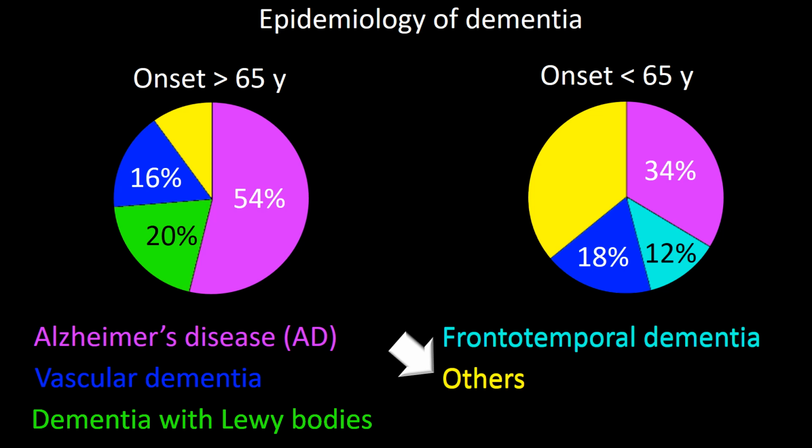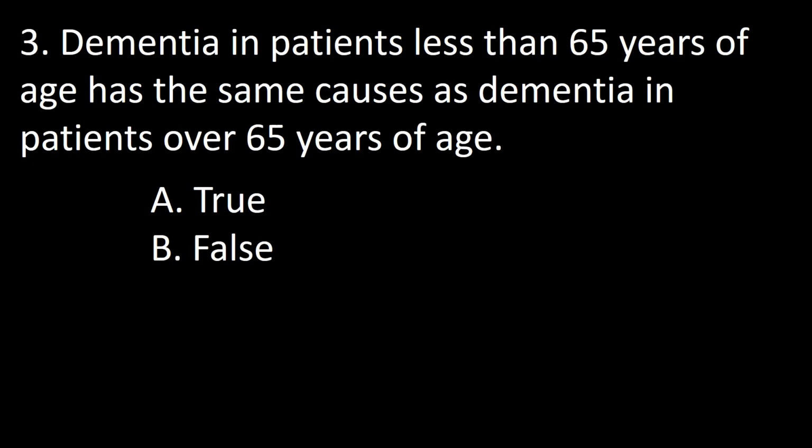Other types of dementia constitute in the older group 10%, whereas in the younger group it represents 36% of the cases. So the answer to this question is false.